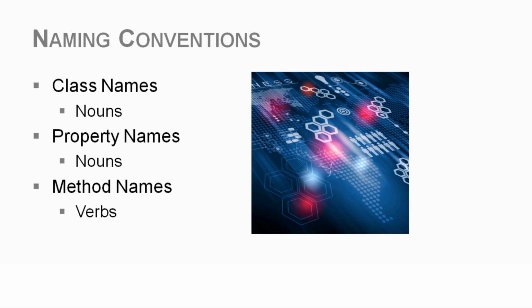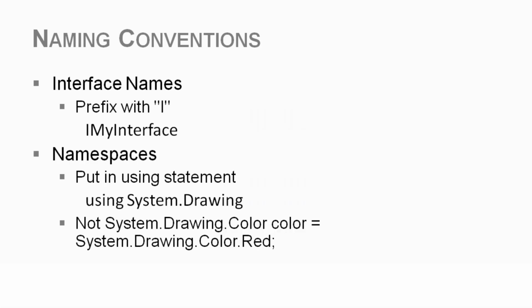These next conventions should be pretty obvious for anyone who's dealt with object-oriented programming. Class names should always be nouns, because classes reflect nouns. Also, property names should be nouns. And method names also should be verbs, because method names imply some sort of action that's going on. By the way, if you find yourself breaking those rules, you might have some kind of architecture or design problem there.